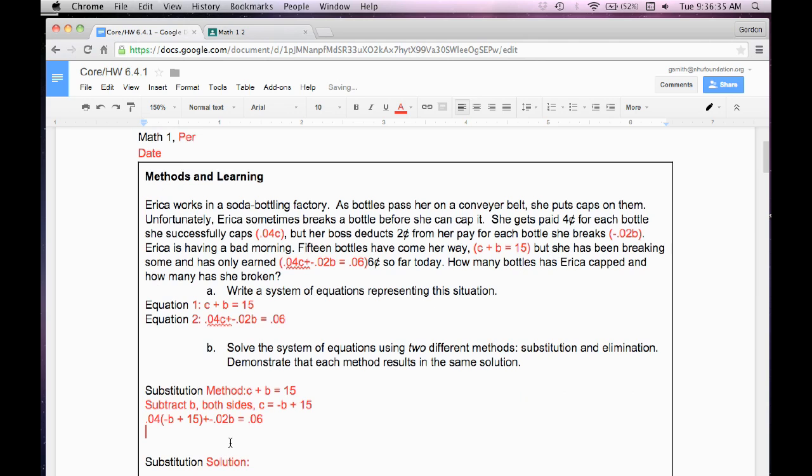Okay. So now I've got to distribute the 0.04. And that's going to get me 0.04 times negative b is negative 0.04b plus 0.04 times 15 is 0.60. You can look it up if you're not completely convinced. Plus negative 0.02b is equal to 0.06. Okay, now what I've got to do, I'm going to combine like terms.